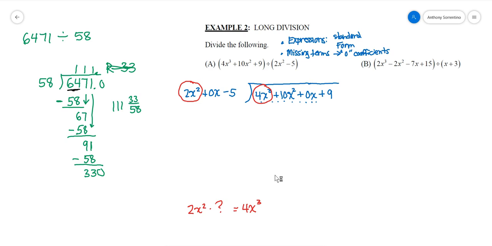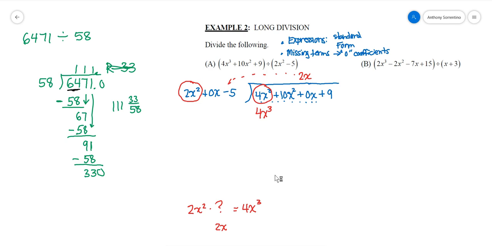Well, for the coefficient, I'd have to multiply that by 2 to get the x squared to become an x to the third. I'd have to take x squared times x. So I know that I had to multiply 2x squared out here by 2x to get the 4x cubed. I want that to match up. So I'm going to multiply by 2. I'm going to indicate a 2x up here. And then I'm going to multiply this entire thing by that 2x. 2x times 2x squared is 4x cubed. I wanted that first term.